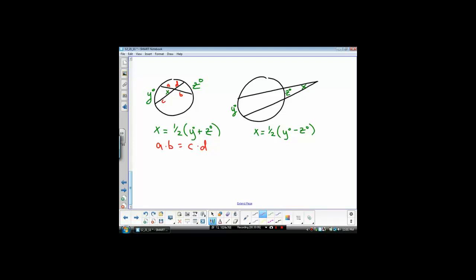The length of the segment we know something about as well. If we refer to this length right here, from the end of the secant to the point, as A, and this as B, and this other secant from this end to the point as C, and this length as D, we know that A times B equals C times D.